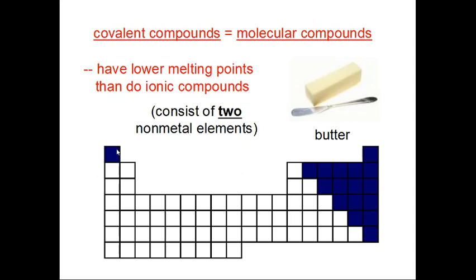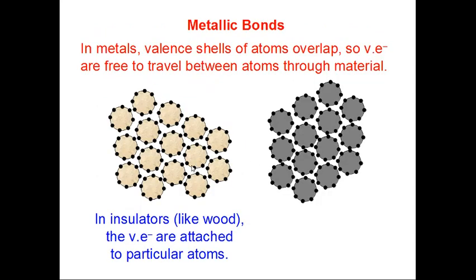For covalent bonds, you have hydrogen, then you have your non-metals. Nothing in a metal can form a covalent bond. So just non-metals. Anytime you have two non-metals, you have a covalent bond. Finally, you have metallic bonds. In metals, the valence shells of atoms are going to overlap, so the valence electrons are free to travel between atoms throughout the material. So let's review what we have so far.